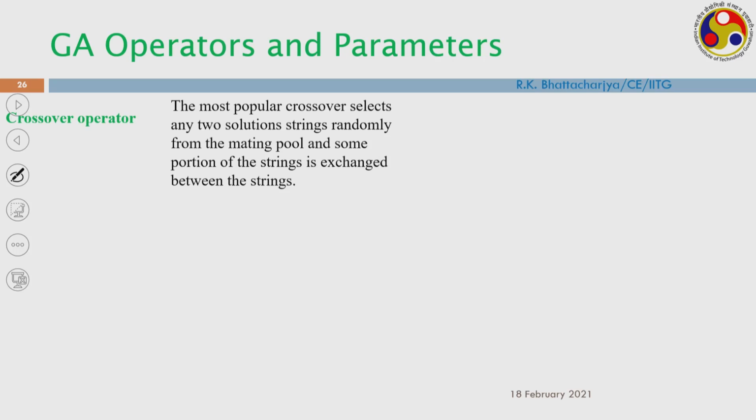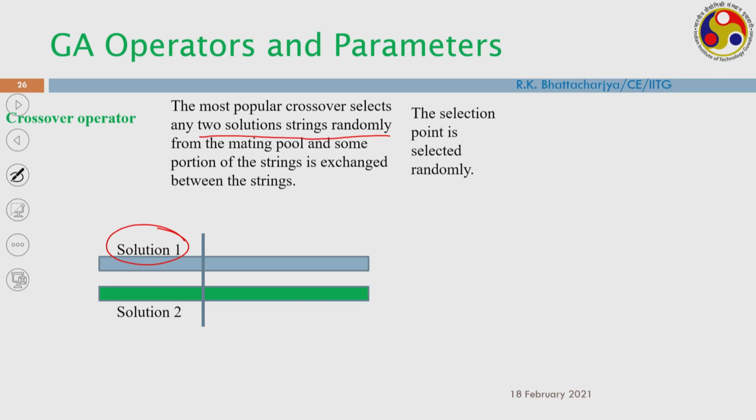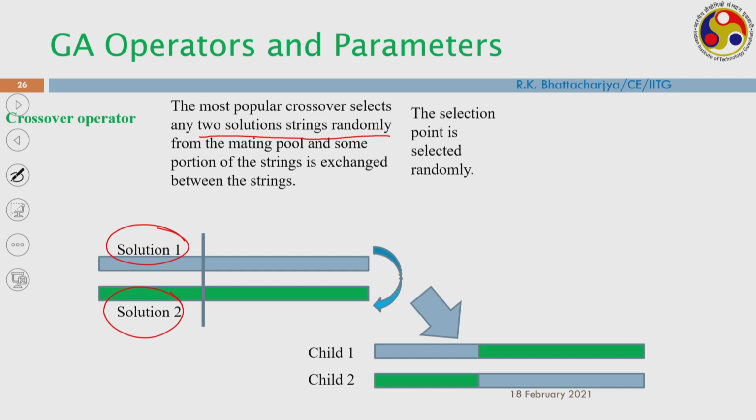Now, crossover operator. So, what is crossover operator? The most popular crossover selects any two solution strings randomly from the mating pool and some portion of the string is exchanged between the strings. So, what we do basically, we select two solution strings randomly from the mating pool. Suppose these are solution 1 and solution 2, you are selecting from the mating pool, and then you are selecting a crossover site. After that you are just swapping the information.